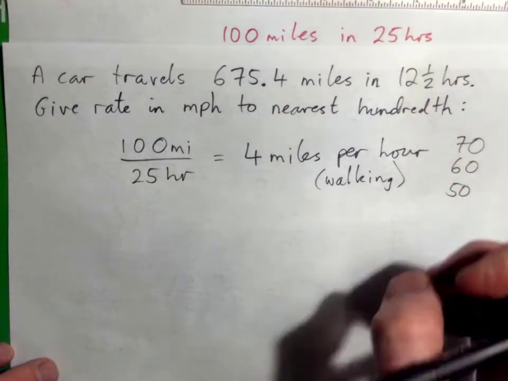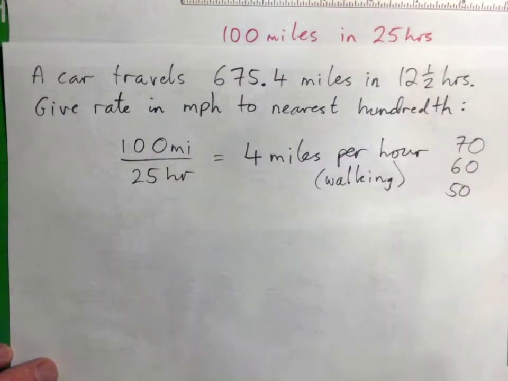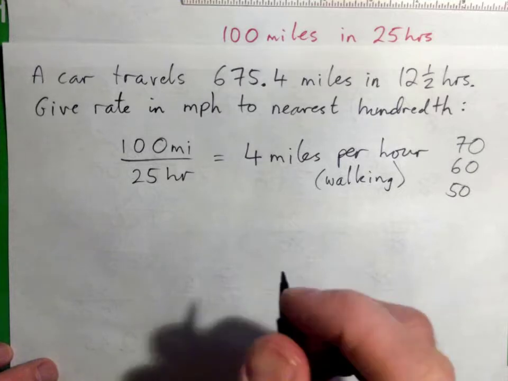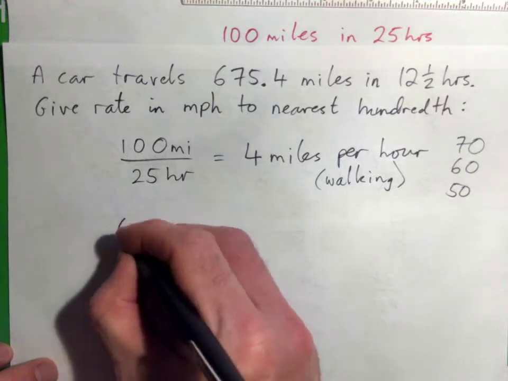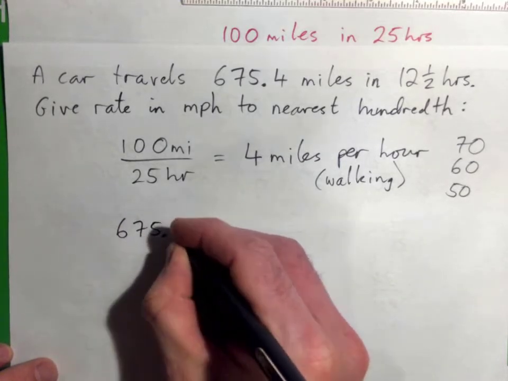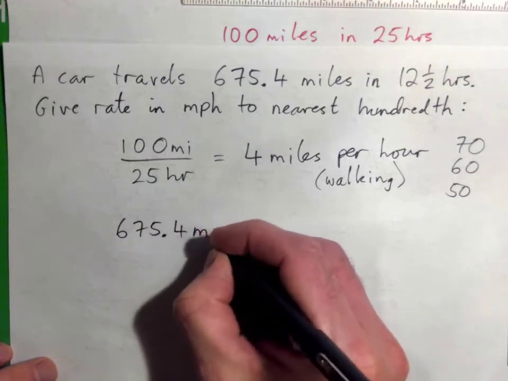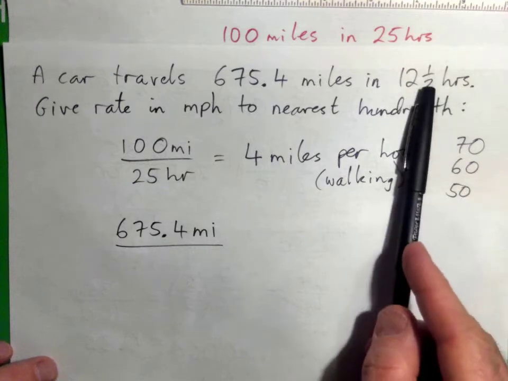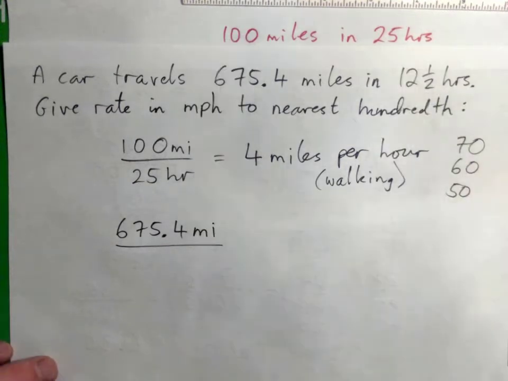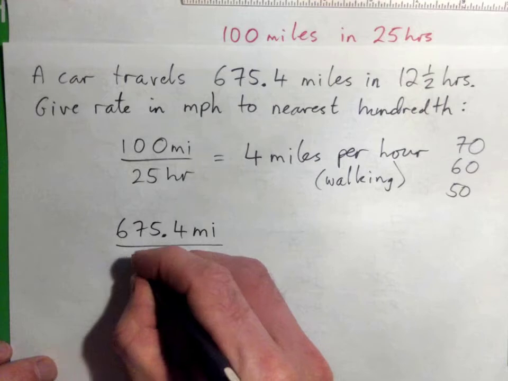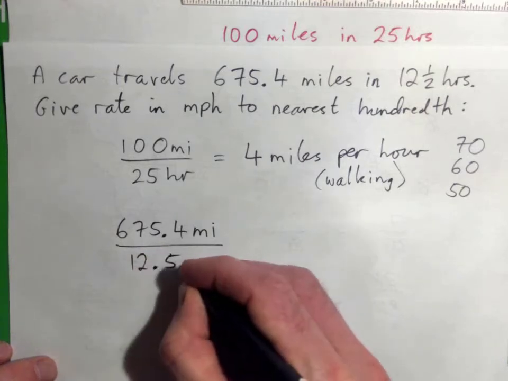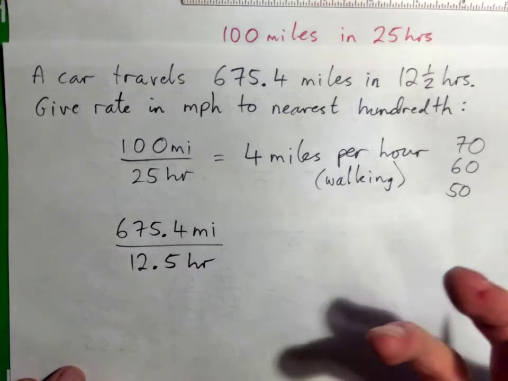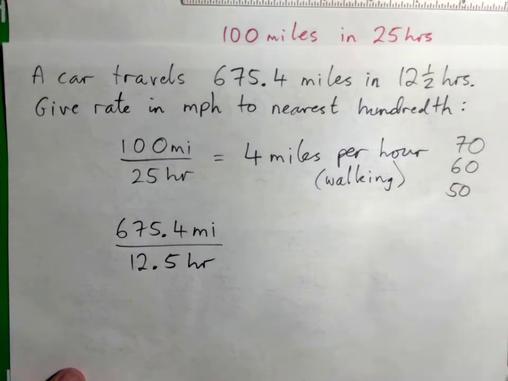Okay, so whatever this is, this amount of miles and that amount of hours, we use the same procedure. What did we do with 100 and 25? So we go 675.4 miles over 12 and a half. I challenge you to change the 12 and a half to a decimal. 12.5. Good. 12.5 hours we divide. Now we're setting ourselves up for a bit of a messy division here.